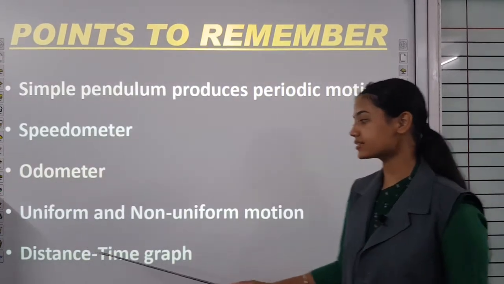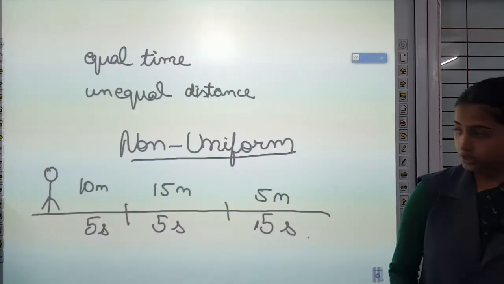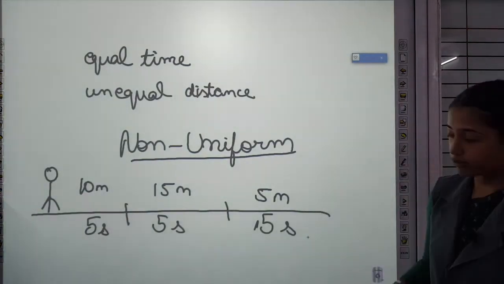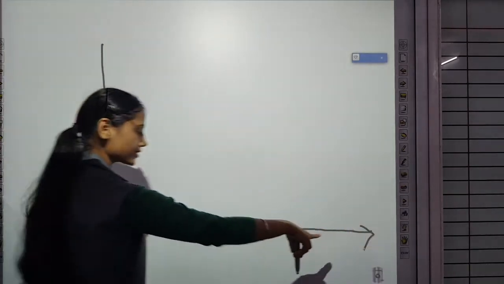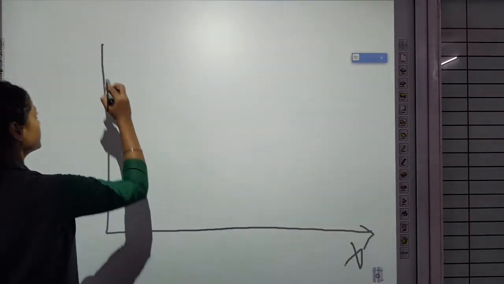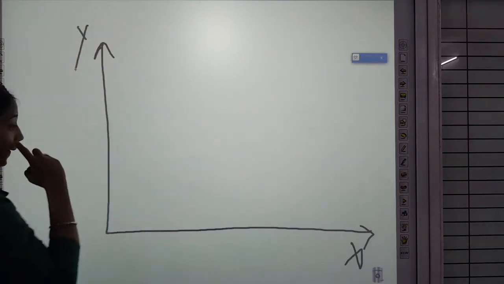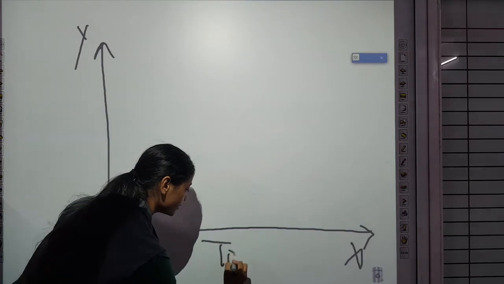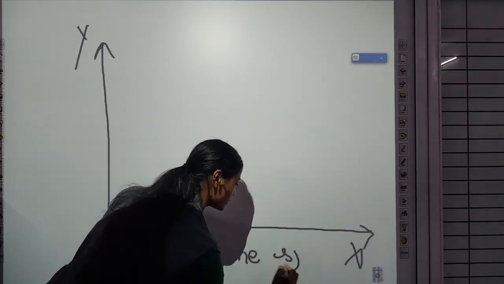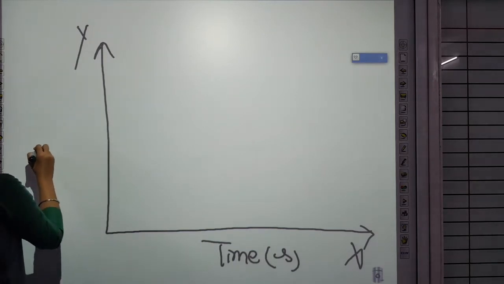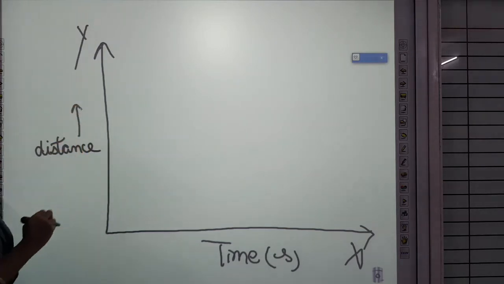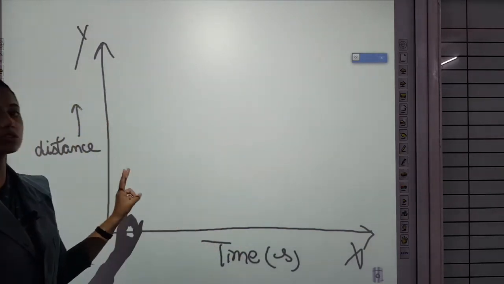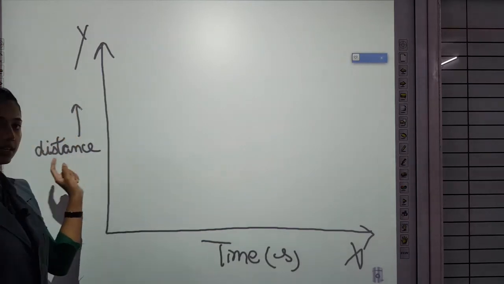Next topic was the distance time graph. In this topic, if you remember, we plotted a graph of distance and time. In a graph, we take two axes, x axis and y axis. Can you tell me which axis is this? This is the x axis and this axis is y. On the x axis, we take time and the unit is second, and on the y axis, we take distance covered by the moving object. So we require two coordinates, one for time and the other for distance.